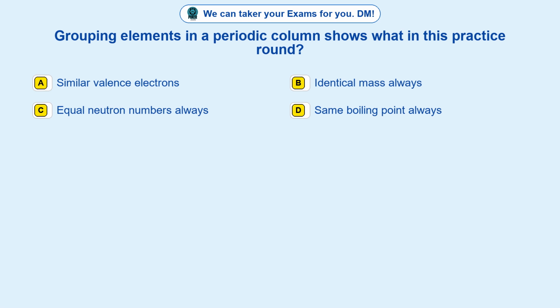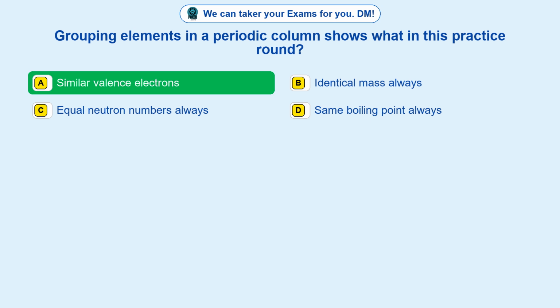Question 40. Grouping elements in a periodic column shows what in this practice round? Option A, similar valence electrons. Option B, identical mass always. Option C, equal neutron numbers always. Option D, same boiling point always. The correct answer is option A, similar valence electrons.